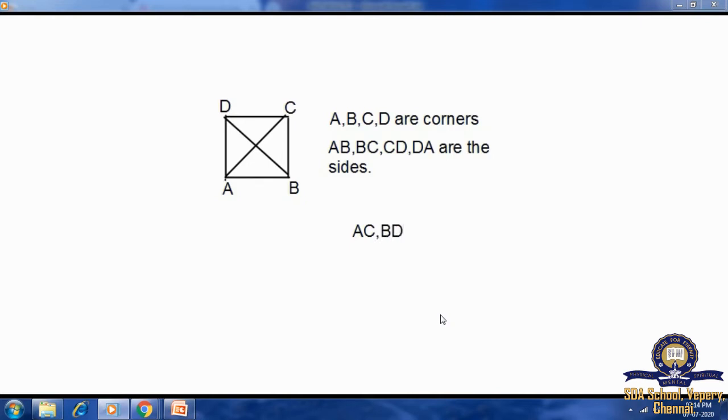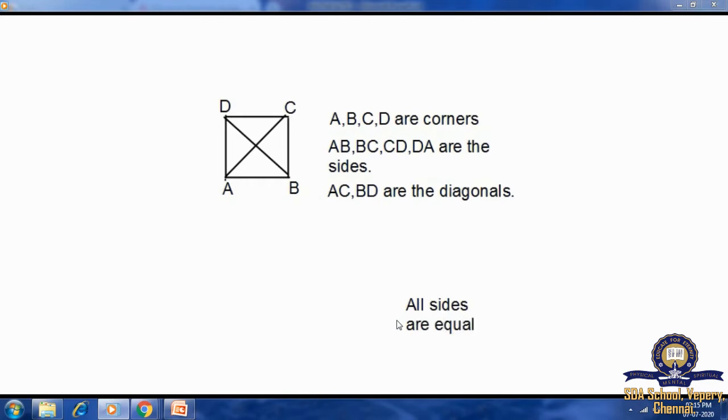AC, BD are the diagonals. All sides are equal in a square. So, all sides are equal, that is, AB equal to BC, BC equal to CD and CD equal to DA. A square has four corners, four sides. All sides are equal.